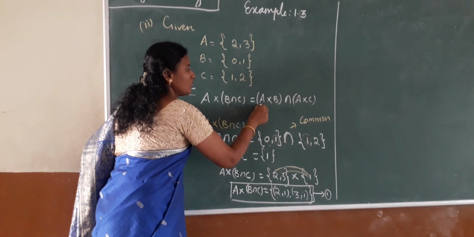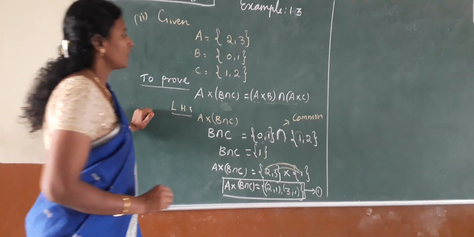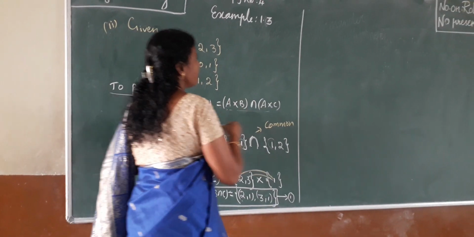Now we have to take the right hand side properties. What is the right hand side? A × B.